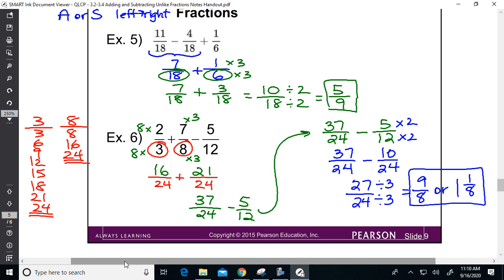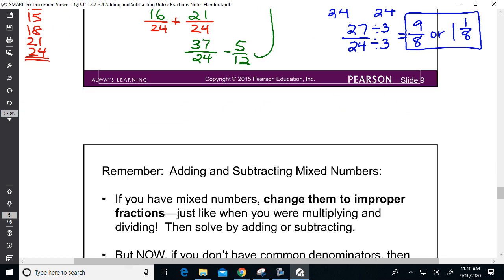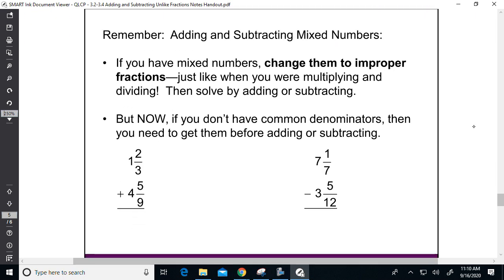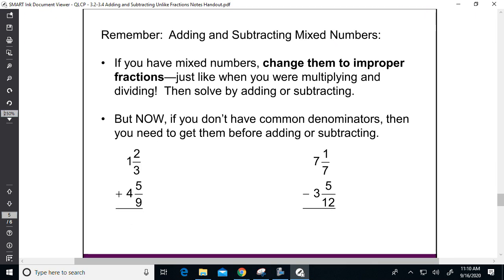All right. So mixed numbers. So remember, when you're adding or subtracting mixed numbers, change them to improper fractions first before you start anything. Change them to improper fractions first. Just know that now, since you don't have common denominators, you need to get them before you add or subtract.